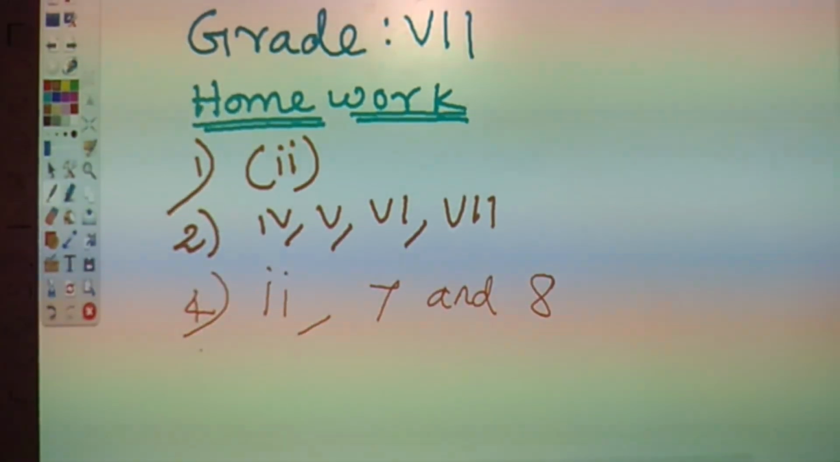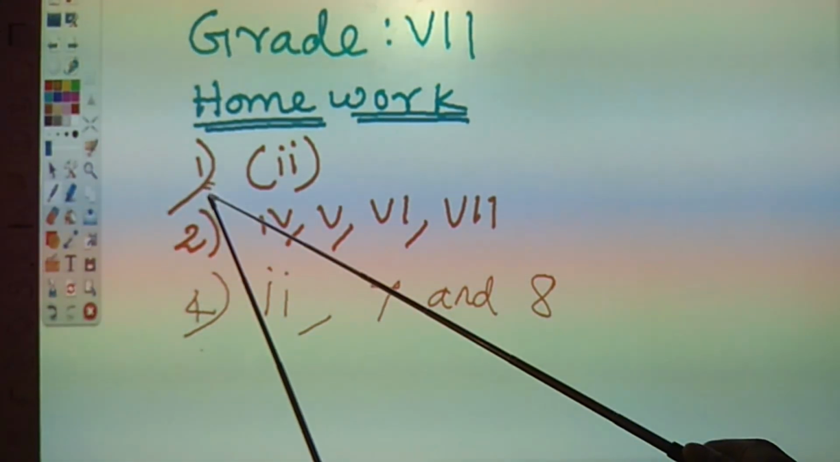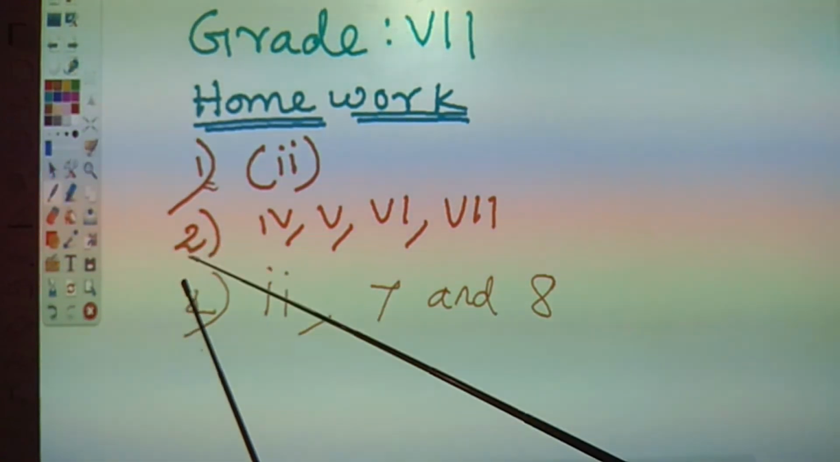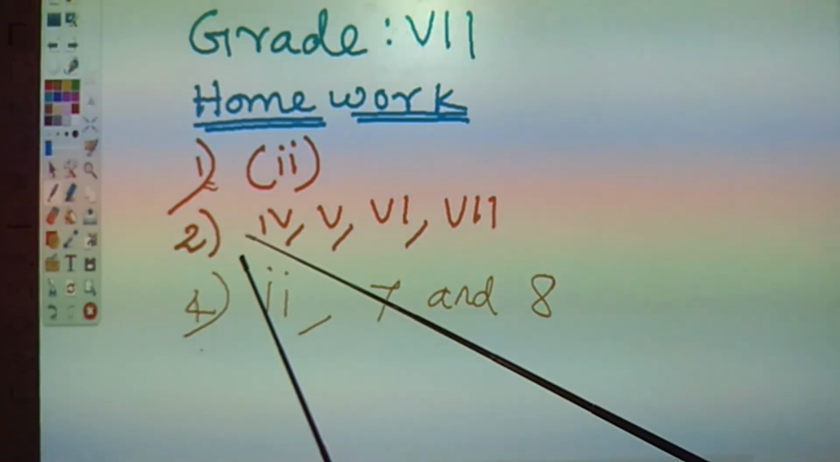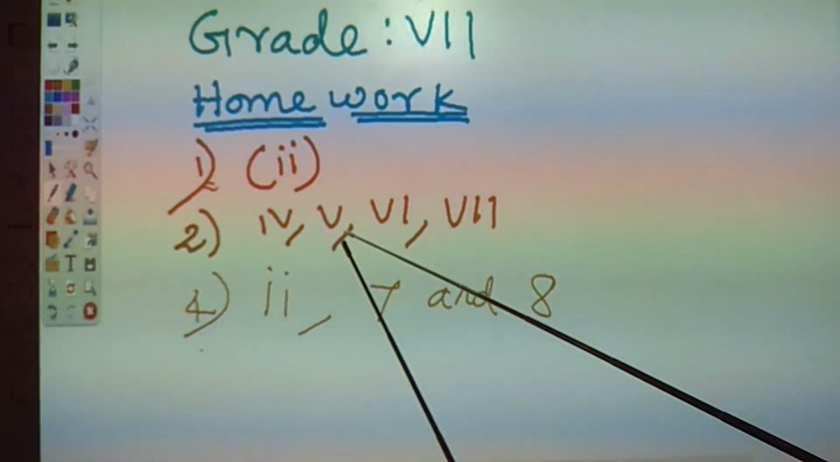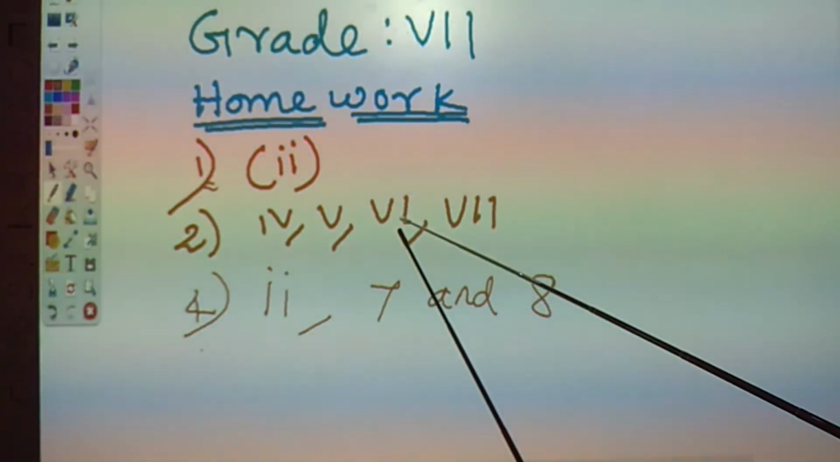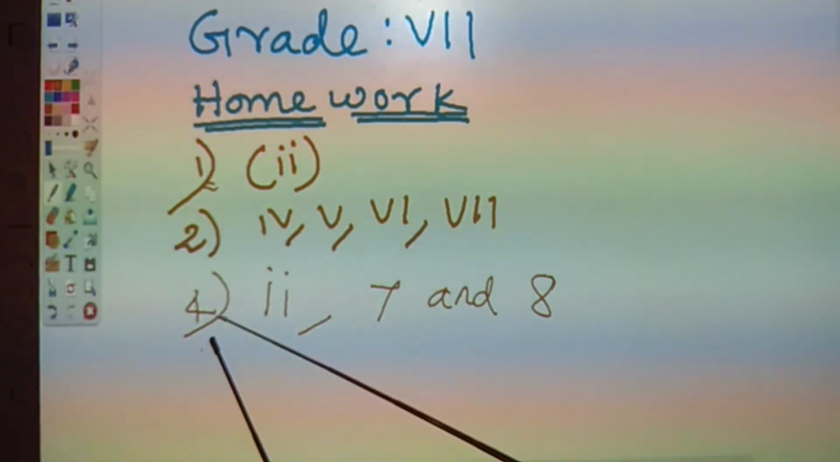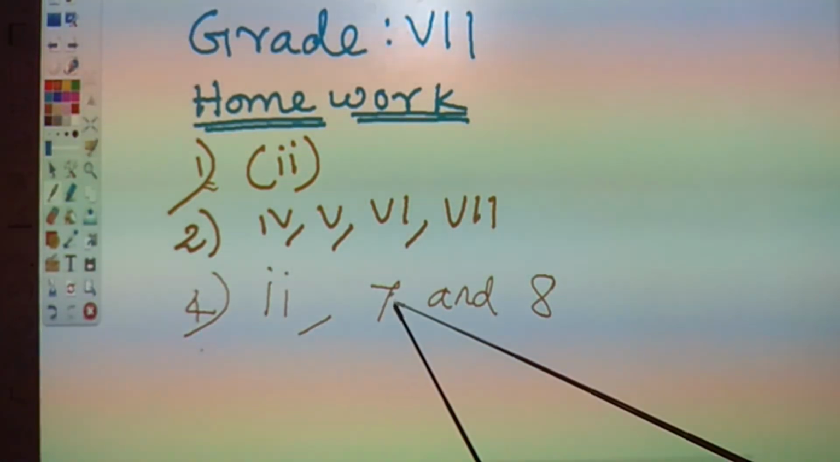Grade 7 homework. Question one, part second one, second Roman 4, 5, 6, 7. Then question number 4, second part. Then question number 7 and question number 8.